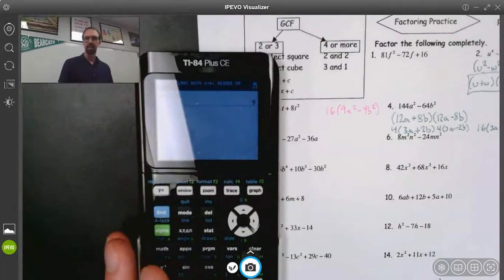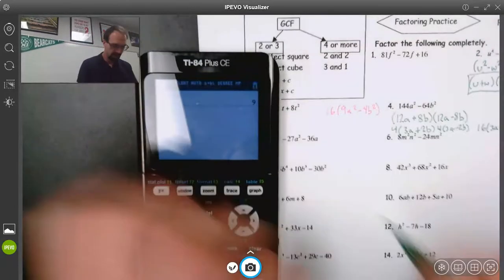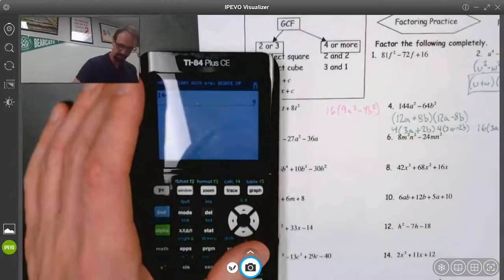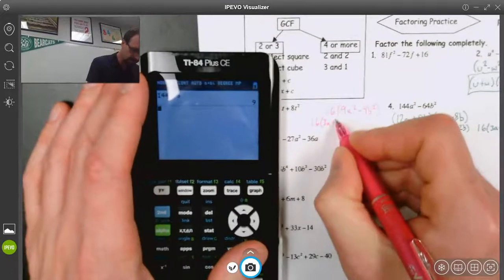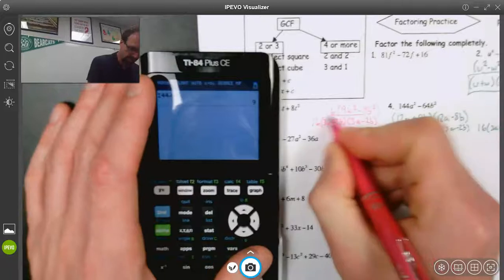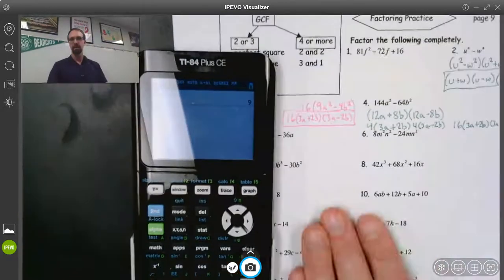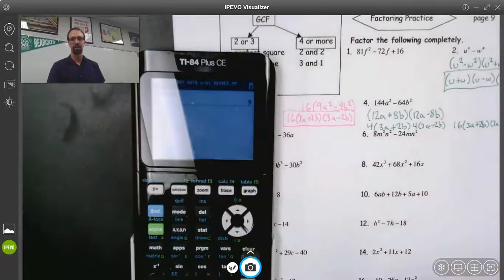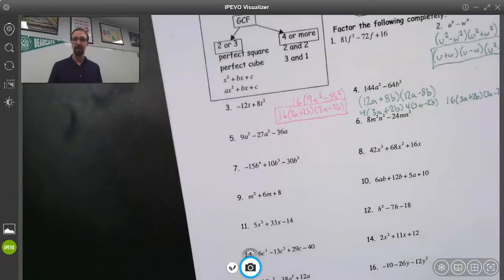Now you can see that this is a lot easier and more manageable to work with the numbers that we have, because we're just left with 16 times 3a plus 2b and 3a minus 2b, which is what we got with this longer method over here. So just be careful going through and doing these. You want to make sure that you factor out completely, factor out the GCF first.